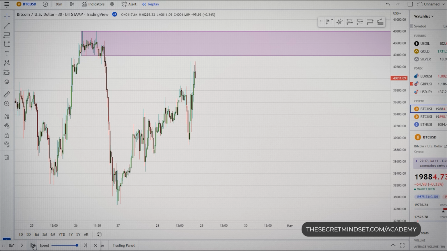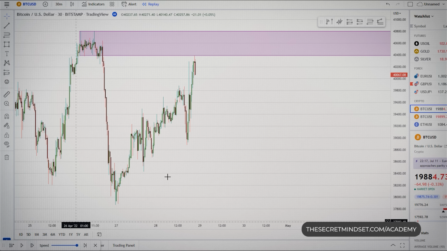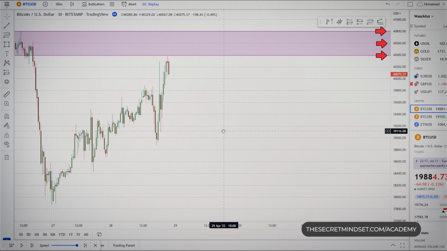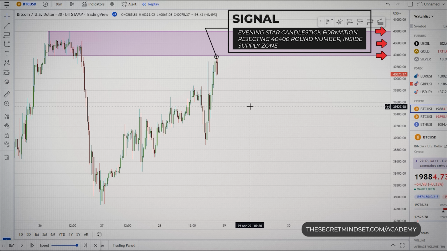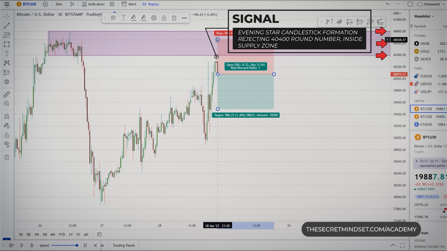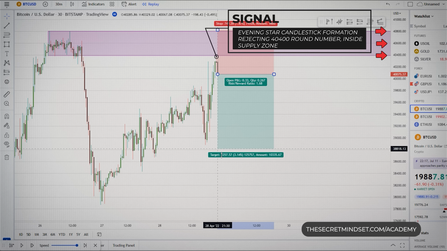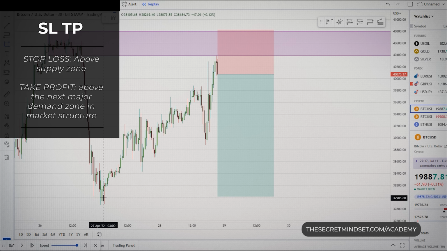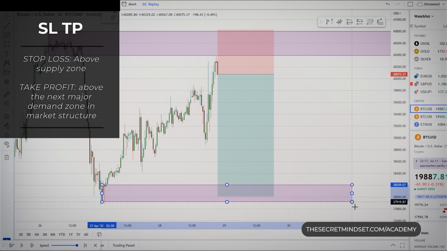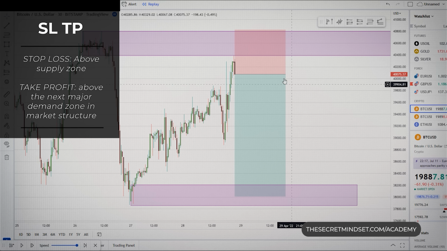Okay, now let's wait for a retrace back to our zone. Observe we have 3 psychological levels inside the area. So again, we'll wait for price action confirmation. Here's the rejection, an evening star candlestick formation. Stop loss is placed above the supply zone and will target this demand zone.